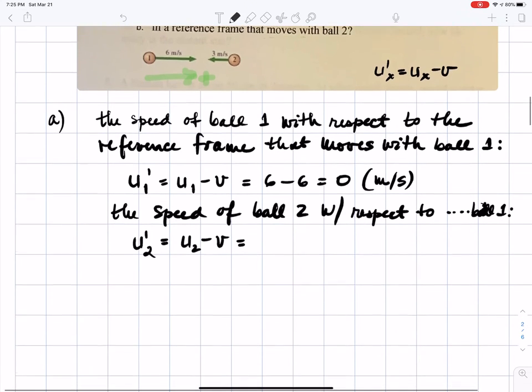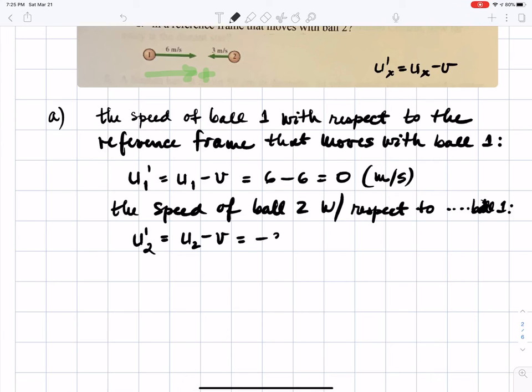So u2 is -3, and then you have -6, since we took the positive direction towards the right. So this will give you a negative 9 meters per second. This also gives you the direction, to the left. Okay, so we have those.